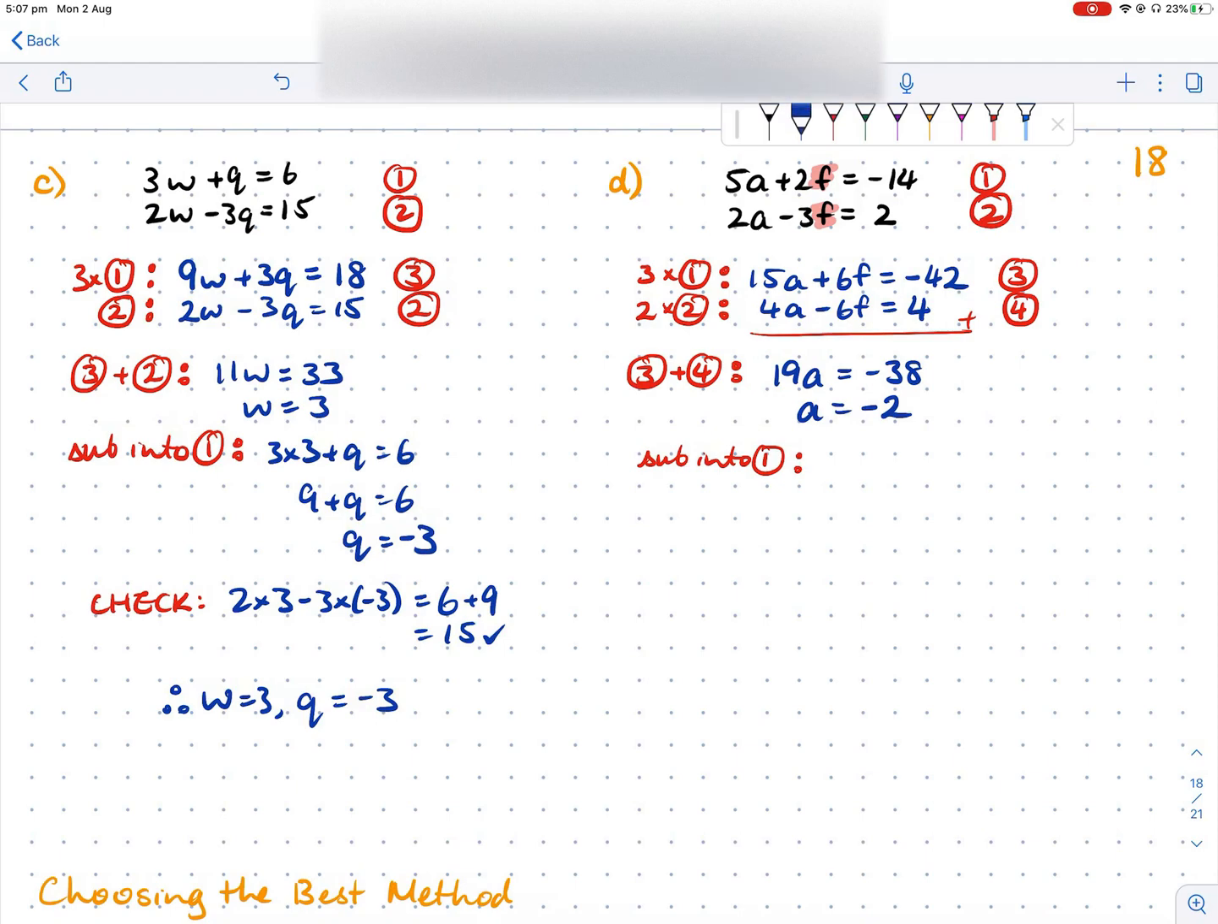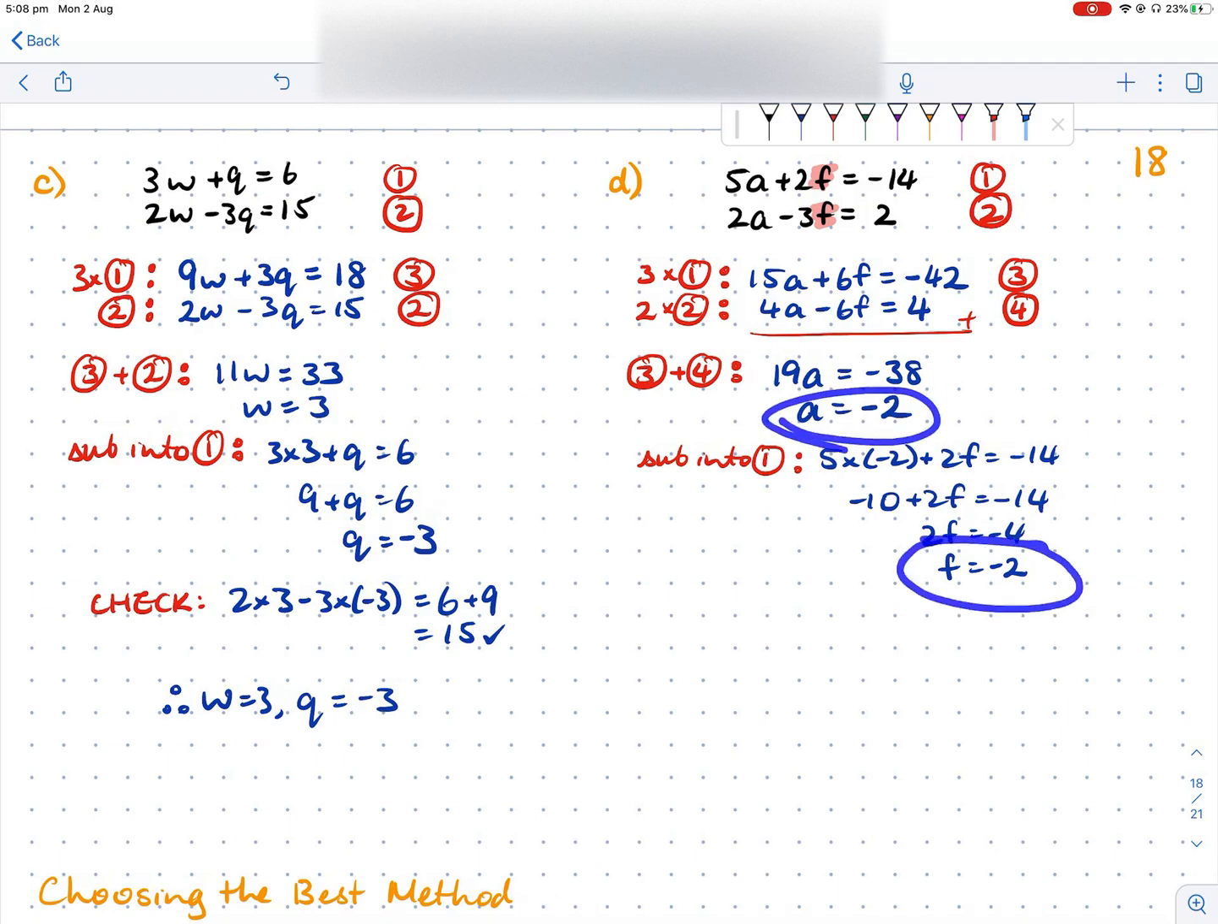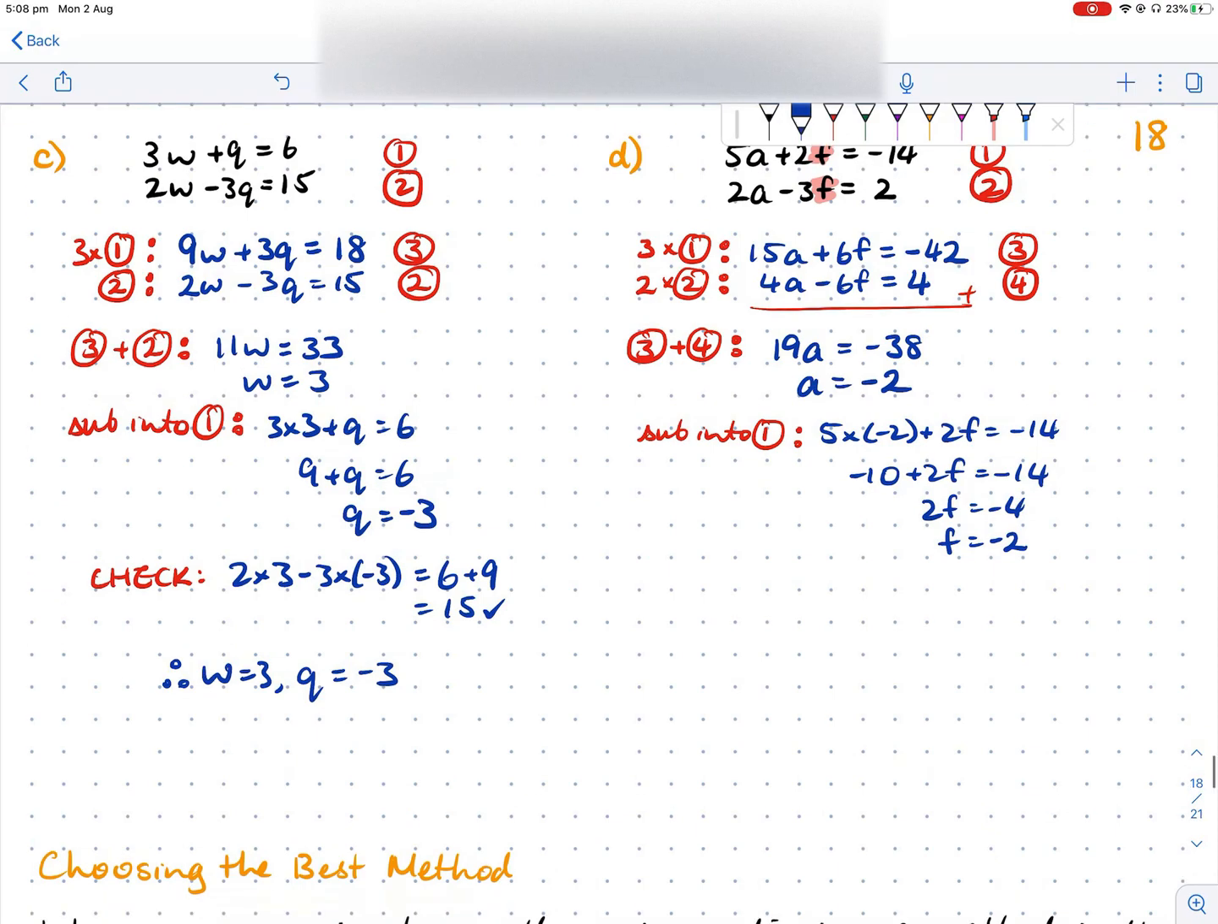So if I put negative 2 in, then I've got 5 times negative 2 plus 2f equals negative 14. Negative 10 plus 2f is negative 14. Add the 10 across, 2f is negative 4, so f is equal to negative 2. So we do get the same value, which is pretty cool. Sometimes your pronumerals could take on the same value, and that's perfectly fine.